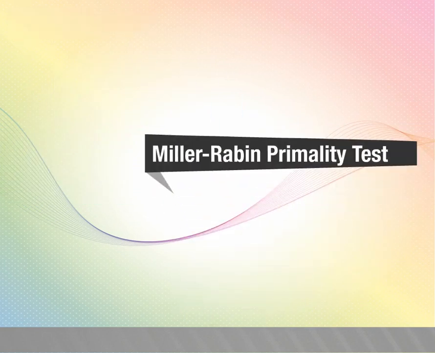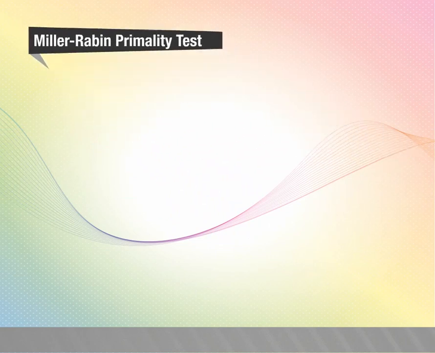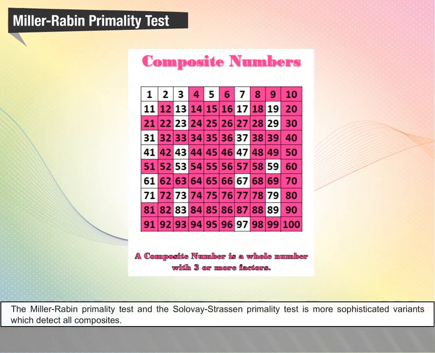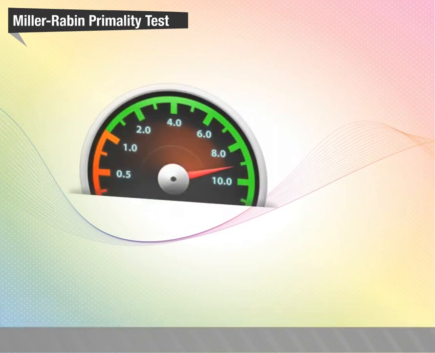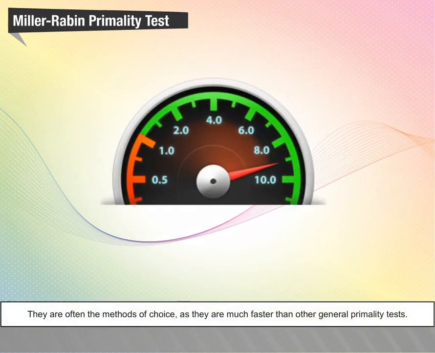Miller-Rabin Primality Test. The Miller-Rabin primality test and the Solovay-Strassen primality test are more sophisticated variants which detect all composites. They are often the methods of choice as they are much faster than other general primality tests.